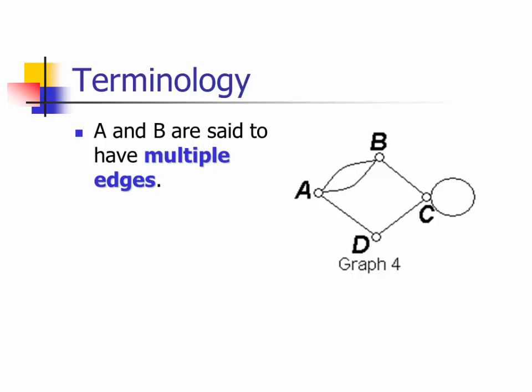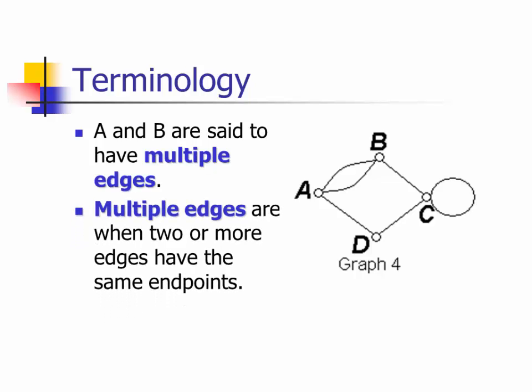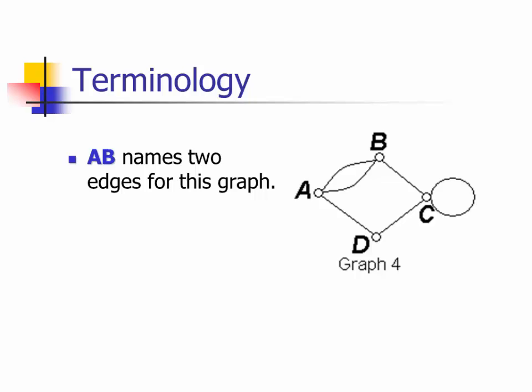Notice again also on this same graph that we have two edges that connect A and B. So these are called multiple edges. Multiple edges are any time two or more edges have the same endpoints. So AB names two different edges for this graph. That makes AB a multiple edge.